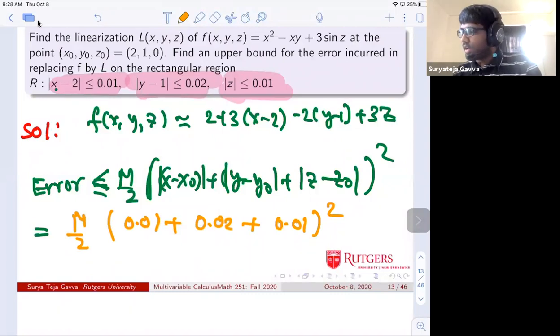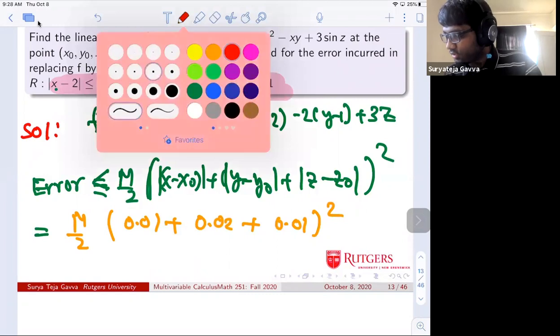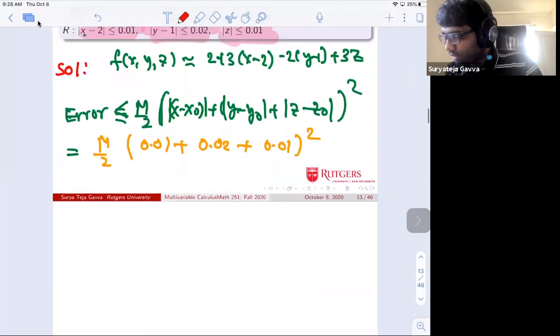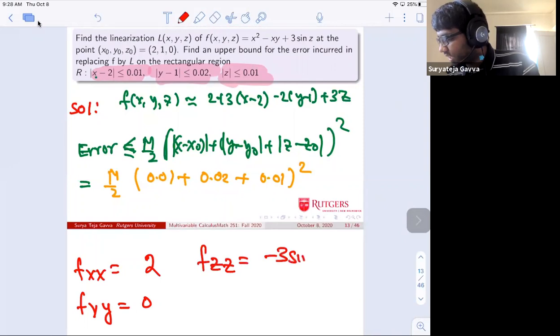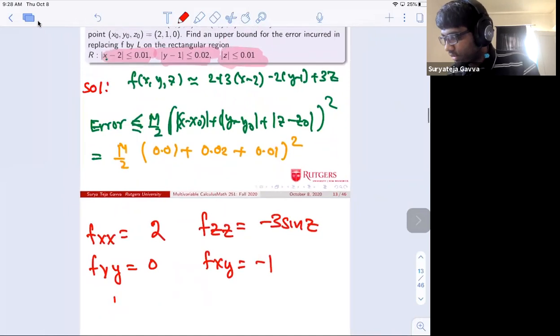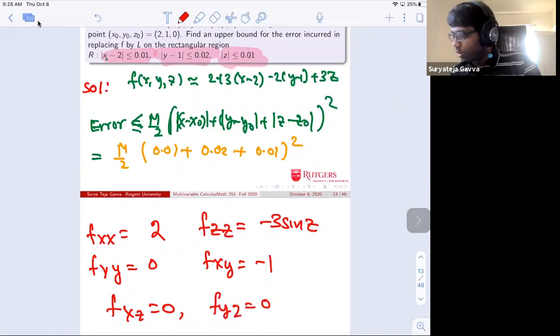But what is M? M is supposedly the upper bound on fxx, fyy, and fzz. So let's compute that. fxx, in this case, turns out to be just 2. fyy, in this case, is 0. fzz is minus 3 sine z. fxy is minus 1. fxz is 0 and fyz is 0. Okay, so these are all the numbers.